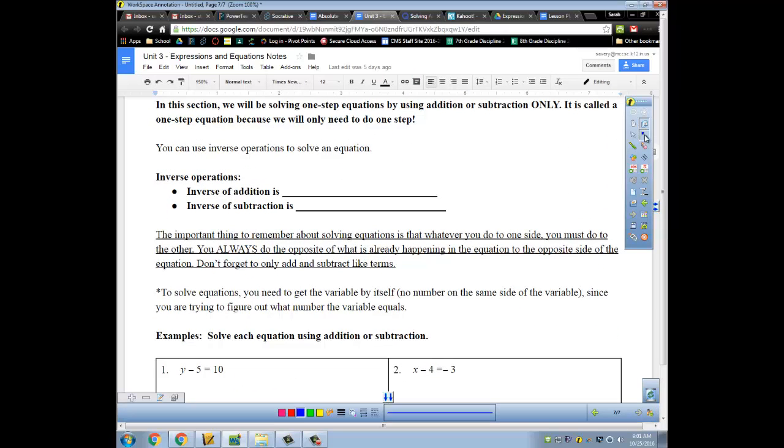In this section, we will be solving one-step equations by using addition and subtraction only. Tomorrow we're going to do multiplication and division. This is called a one-step equation because we only need to do one step. And we're going to use inverse operations, so opposite operations, to solve an equation. You always do the opposite. So always do the opposite.